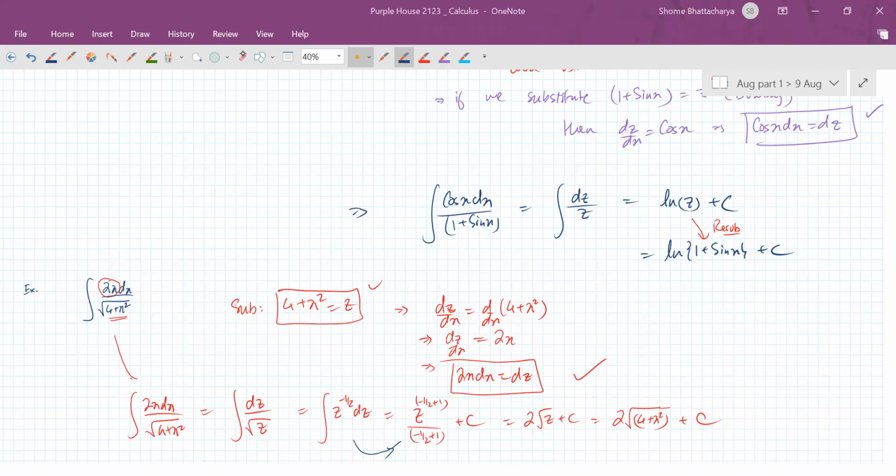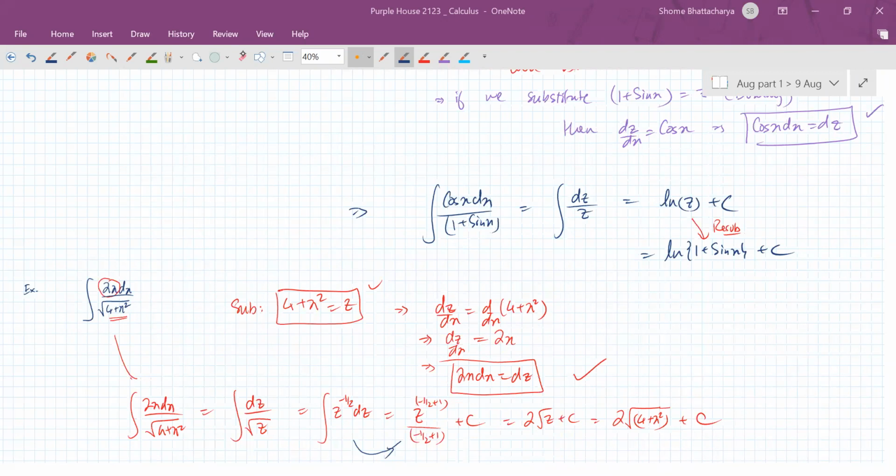Z is 4 plus x square, no? So dz by dx is the differentiation of 4 plus x square. Okay, sir. Yes, dz by dx value should always be the same as the numerator. That's the only case in which we can use this method.